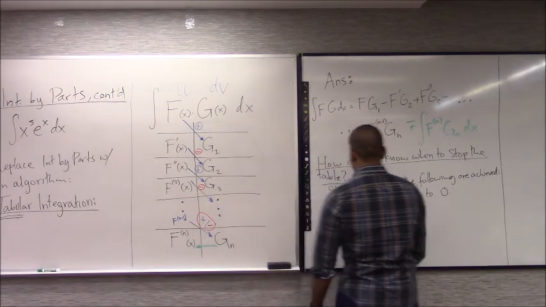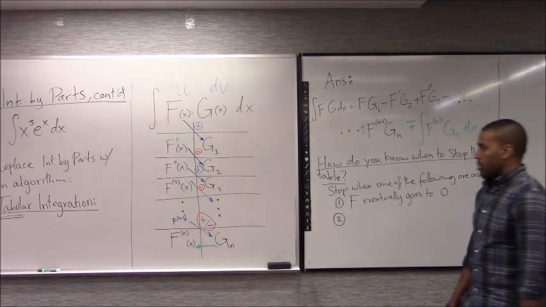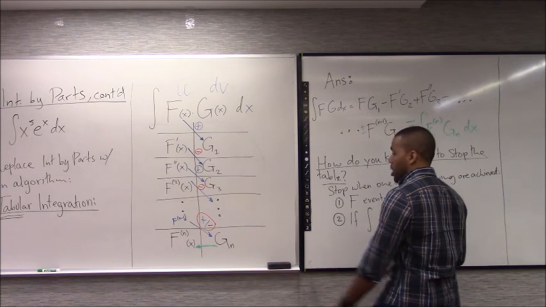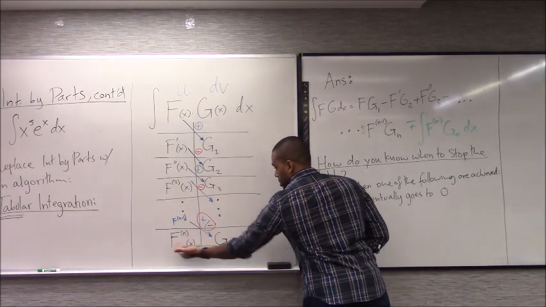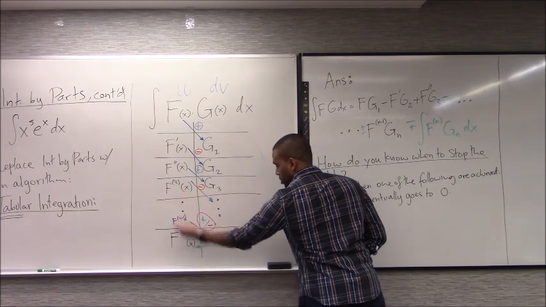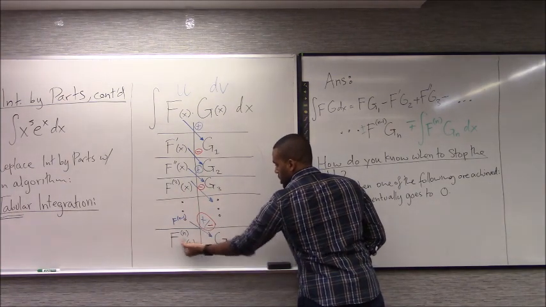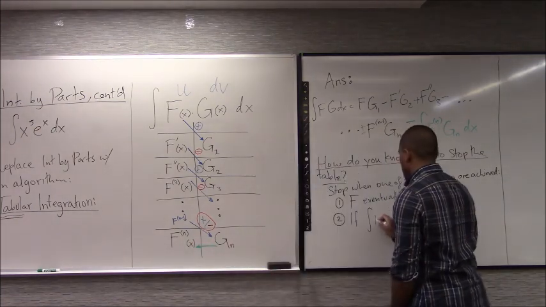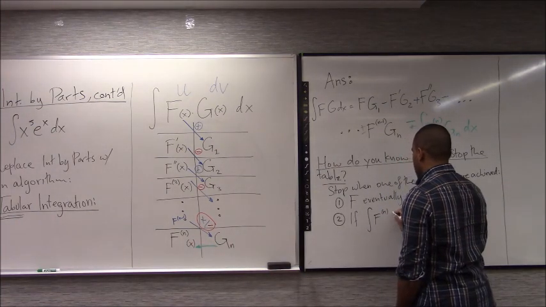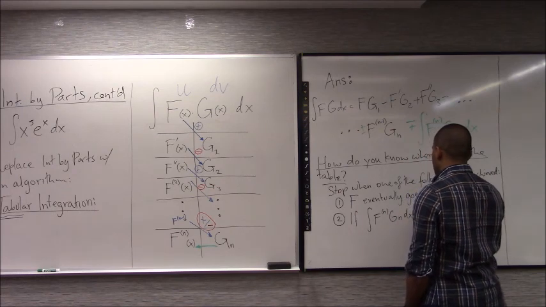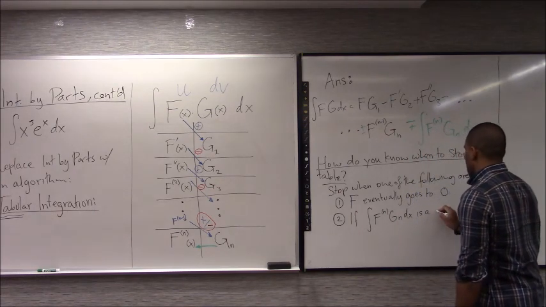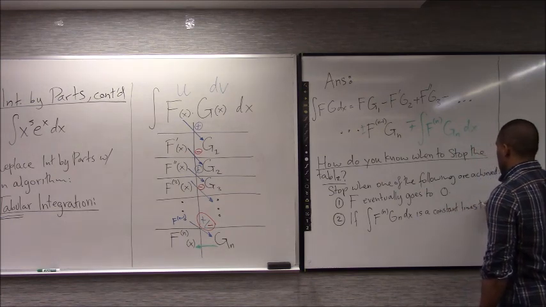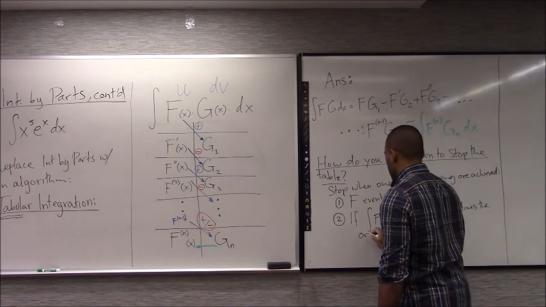The second way to stop the table is this: if your F will never hit 0, what you keep doing is you keep checking the final row when you integrate across. Now, one way you can know to stop is what this row would look like. If your f to the n times g sub n dx is a constant times the original integral.